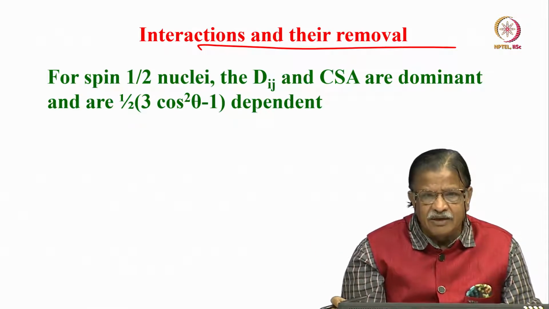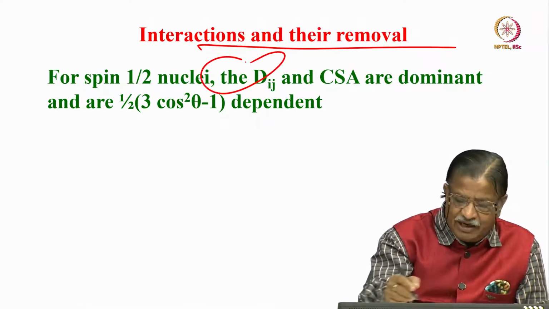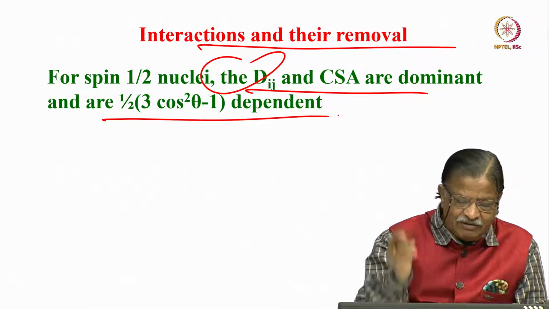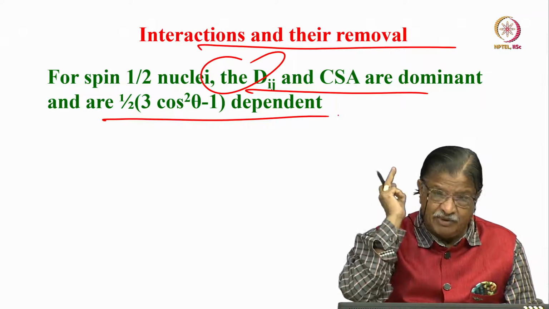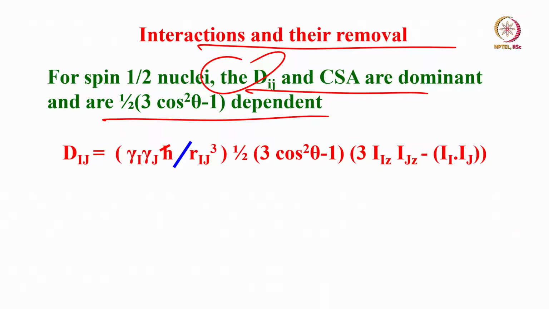How do I do that? First, you should understand that for spin half nuclei, dipolar coupling and CSA have the term (3 cos square theta minus 1) by 2. So let us look at this equation. This is the equation for dipolar coupling. I will come to the CSA later. The dipolar coupling is given by this. Dij is the dipolar coupling between the two nuclei I and J. It is given by gamma I gamma J into H cross over Rij cube into half of (3 cos square theta minus 1) by 2.